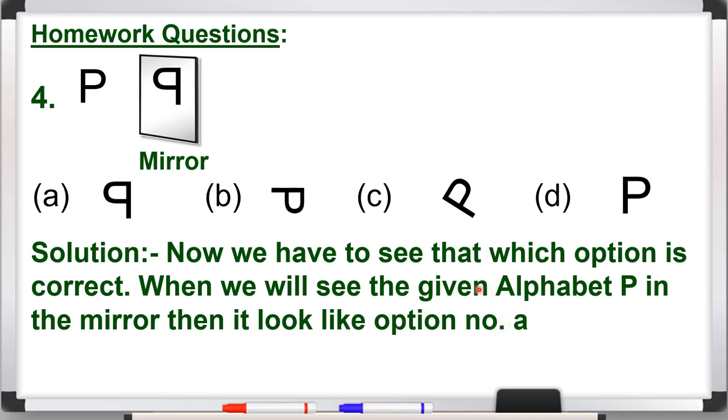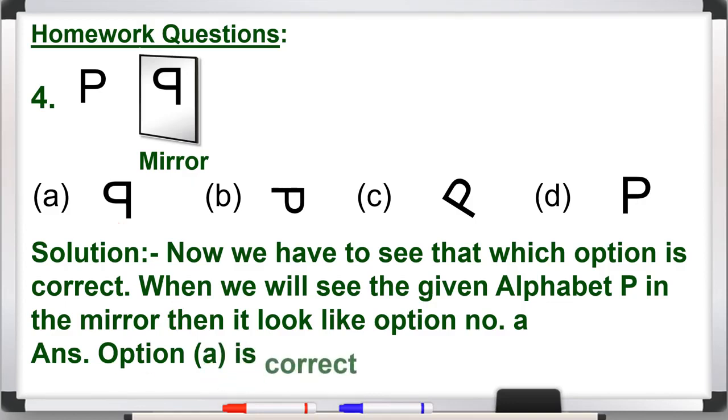ठीक है, जब हम इसे कैसे देखेंगे बेटा P को मिरर में, तो ये हमें कैसा दिखाई देगा, जैसे ऑप्शन नंबर ए है. Let's see, ये जो हमारा कर्व्ड पार्ट है ये हमारे लेफ्ट हैंड साइड पे चला जाएगा और जो स्टैंडिंग पार्ट है वो हमारे राइट हैंड साइड पे, like this, and it is in option number A. So our answer is option A is correct. Okay beta, option A is correct.